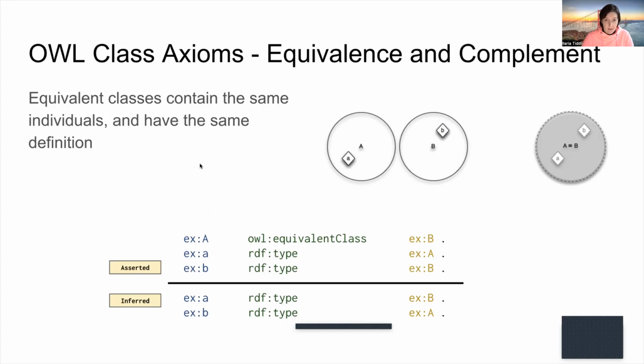Looking into the class axioms, you need to think of class axioms mostly as set operations you can do over OWL classes. We start with equivalence and complementarity. Equivalent classes contain the same individuals and have the same definition. Most of the time you use equivalence between classes.